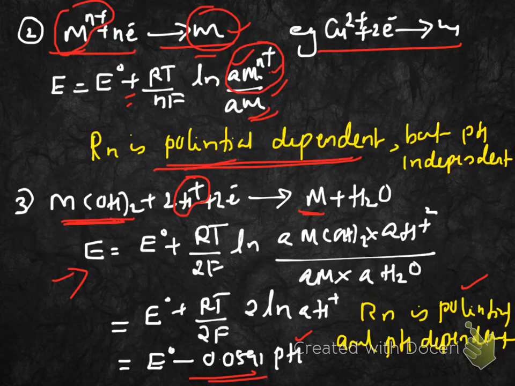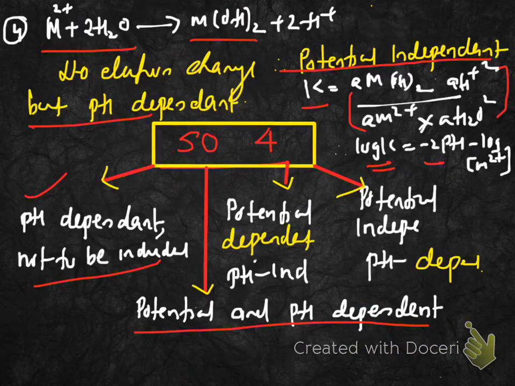They are reactions like this. These reactions involve electron and H plus in the balanced equation. The third one is potential dependent but pH independent. This reaction does not involve any H plus or OH minus in the balanced equation, but they include electrons. Just like Fe3 plus plus 1 electron gives Fe2 plus, Cu2 plus plus 2 electron gives Cu.